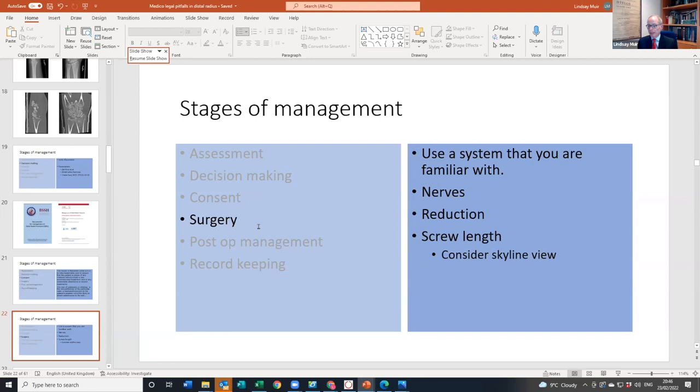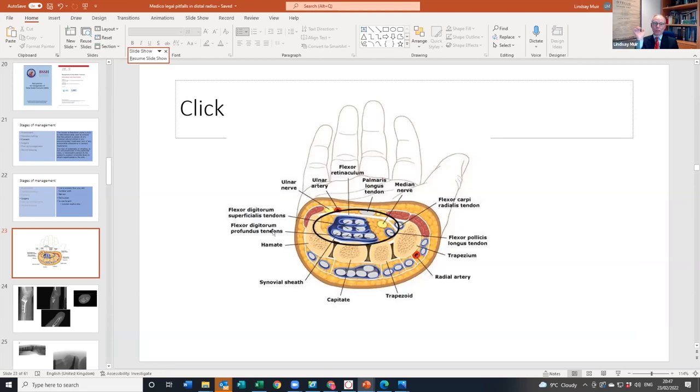Firstly, the nerves. If you dorsiflex the wrist to get a good exposure and put a load of retraction on, then the palmar cutaneous nerve is at risk. And remember that the next structure, when you retract the FCR and you're dissecting down the radial side, is the median nerve. So don't prime that.